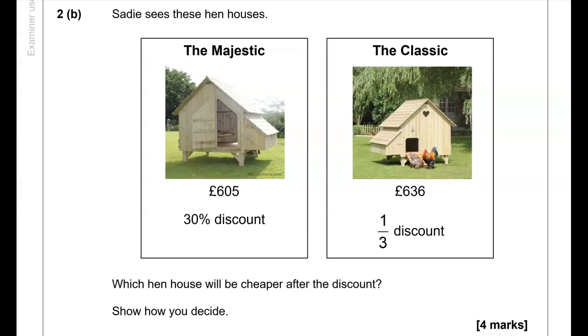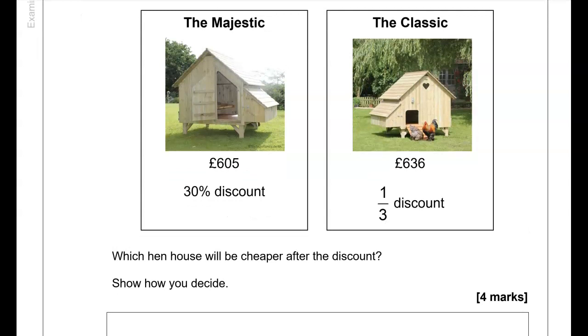Sadie sees these hen houses. Which hen house will be cheaper after the discount? Show how you decide. So we've got the Majestic, which normally costs £605, but there is a 30% discount. And we've got the Classic, which normally costs £636, and there is a discount of 1/3 off the price. Let's start with the Majestic.